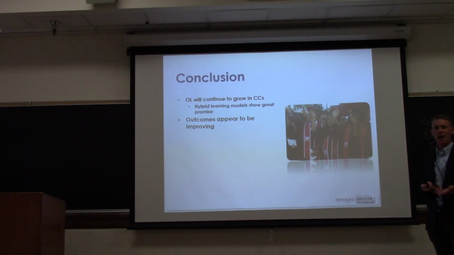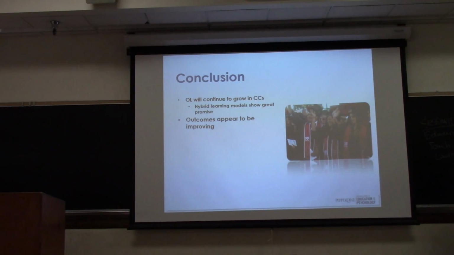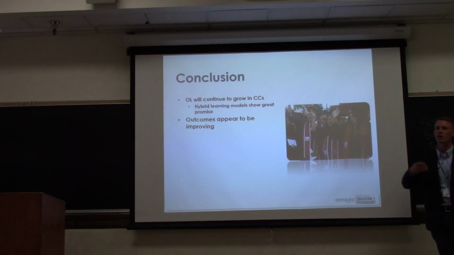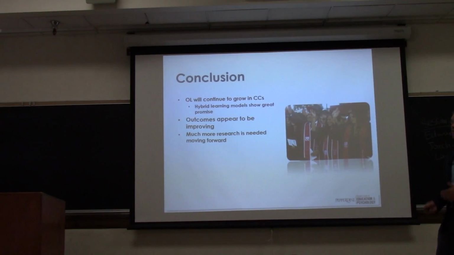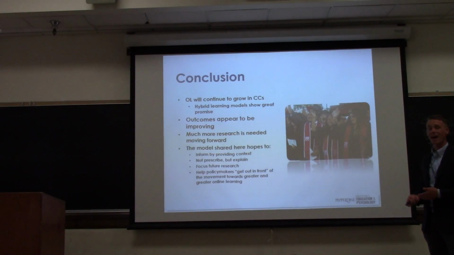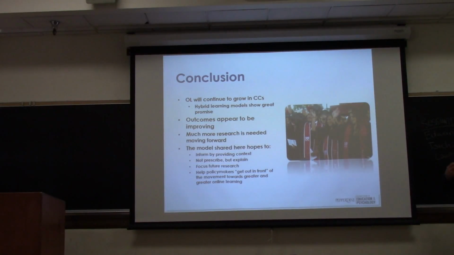The good news is that outcomes in online environments tend to be improving over time. Technology is getting better. Faculty are learning how to teach online better. Students are learning how to learn online better. Policies are getting better. It's getting better, right? That's the good news scenario. But much more research is needed moving forward. What I'm trying to do with this conceptual model is to get us talking, kind of using the same terms and the language to get an idea of the various moving parts, because there's so many and it's happening so rapidly.